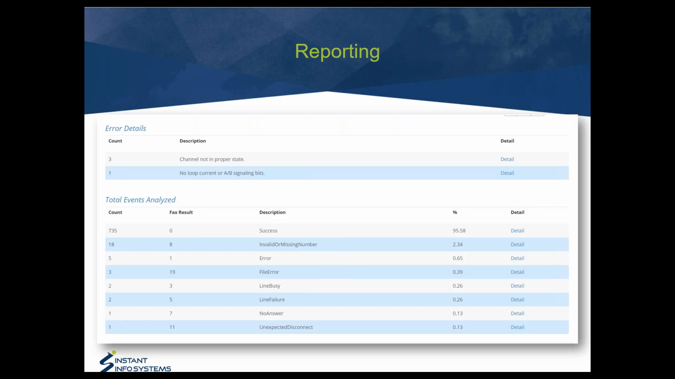So this was just a snapshot of that customer. Out of 735 fax job submissions, 95.58% of them were successful. A couple of them, a small percentage, had an invalid or a missing number, and then we had a couple of line busies. But you can drill down into the customer portal to the detail of these actual transactions and see exactly why these transactions are failing, and then you can engage Instant Info Systems, and they'll engage us, and you're working directly with the carrier at that point.